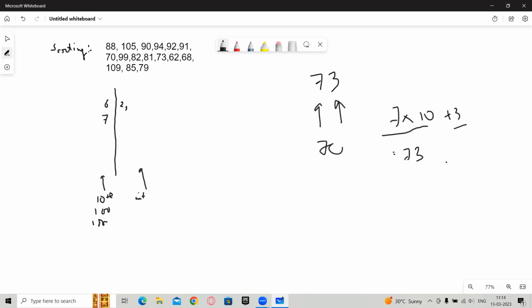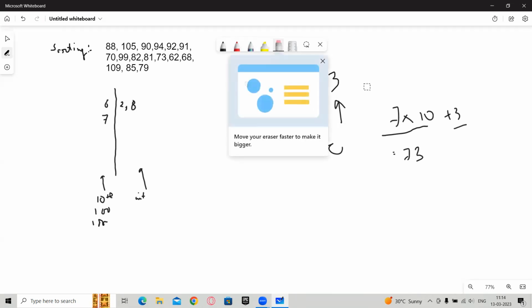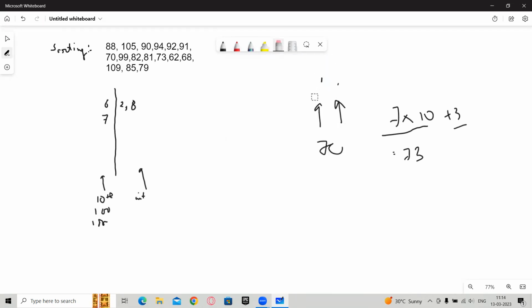Sir, why did we skip 68? Oh, 68 was there. That's why I'm asking, if there is any number order. As I'm ordering from lowest to highest in ascending order, this is 62, then we put a comma and then write the 8, 68, okay? Okay, sir. This is the way of writing, this is the way of representing in the form of stem and leaf display.